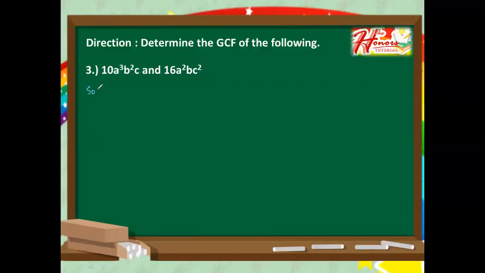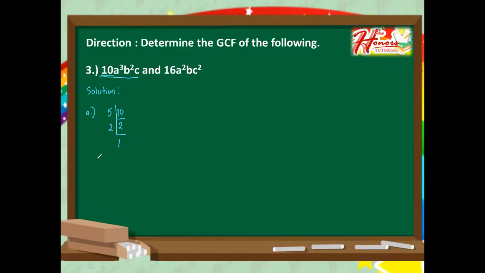So let's just write solution here, and then let's focus first on the first given, which is the 10a cubed b squared c. So let's write letter A, and then let's have here the numerical coefficient first, and that is 10. So think of a prime number that can divide 10, and that is 5. If you're thinking of 2, it's fine because it can also divide 10. No worries about it. 10 divided by 5, that's 2. Think of a prime number that can divide 2, and that's 2 also. 2 divided by 2 is 1.